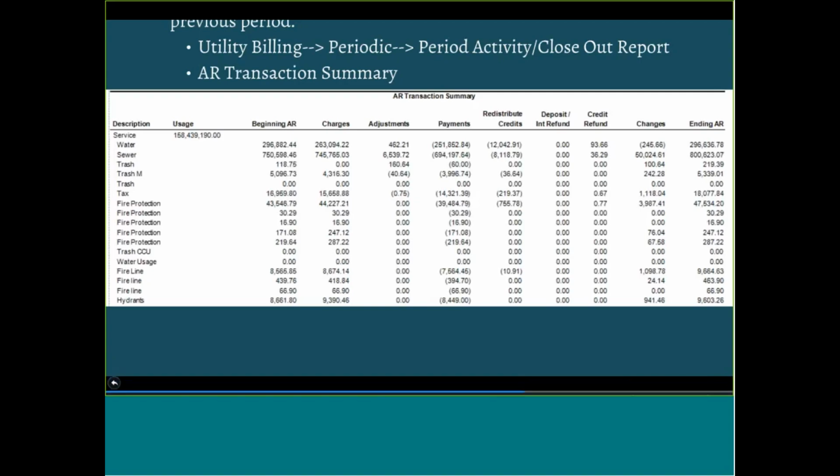You can see the different groups over here on the far left, and then you have your beginning AR, the charges, all the different adjustments and payments that were made, and then you have redistributed credits here in this column close to the middle. And this shows what's been redistributed. It's kind of hard to follow, and I really wish I could explain this report a little bit better. But this really is an overall view of what's changed in the period.